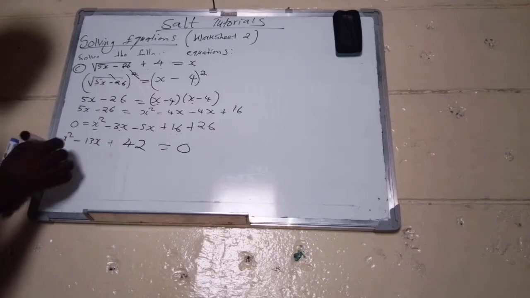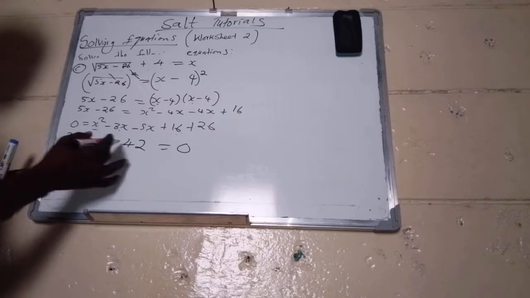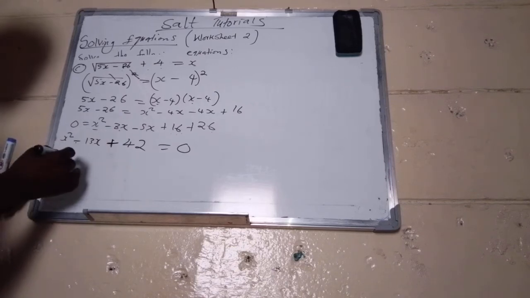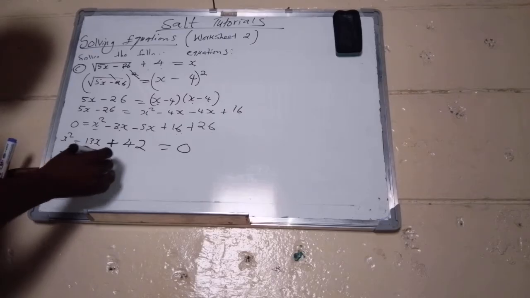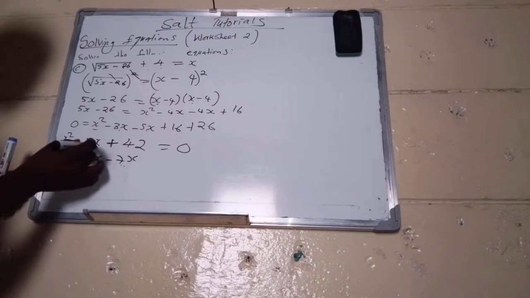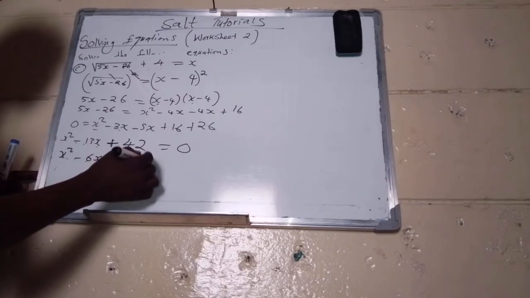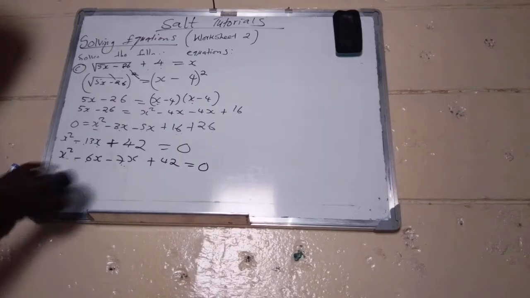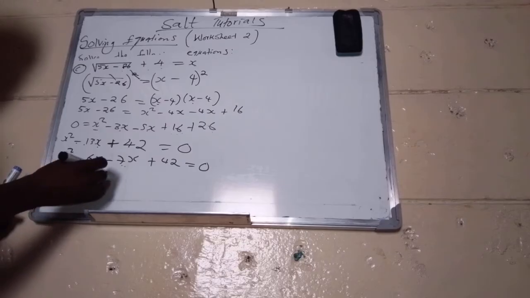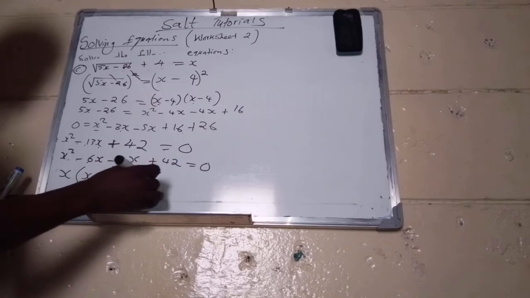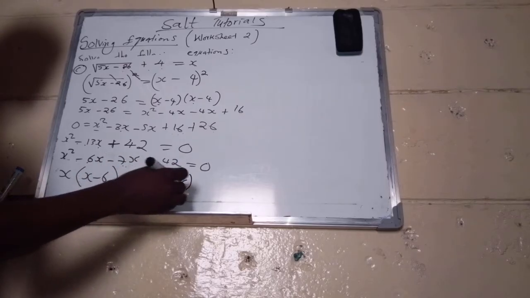Both of them should be negative for this to be positive and this to be negative. So we're going to have 6x squared minus 6x minus 7x. Negative 6 minus 7 is negative 13, plus 42 is equal to 0. So that we can factor out. By factorization, this is x minus 6, this will be x minus 7, equal to 0.